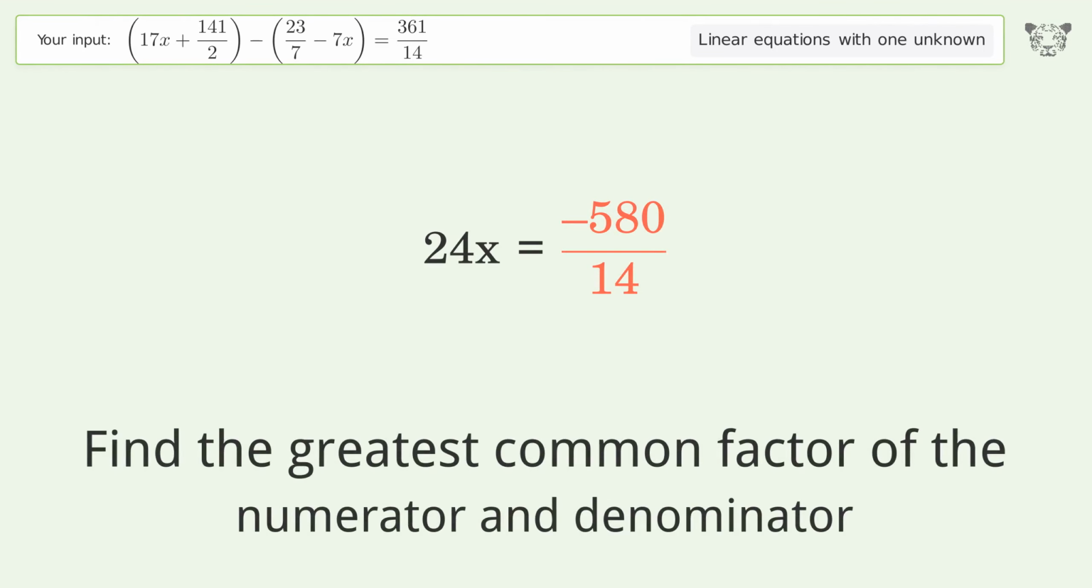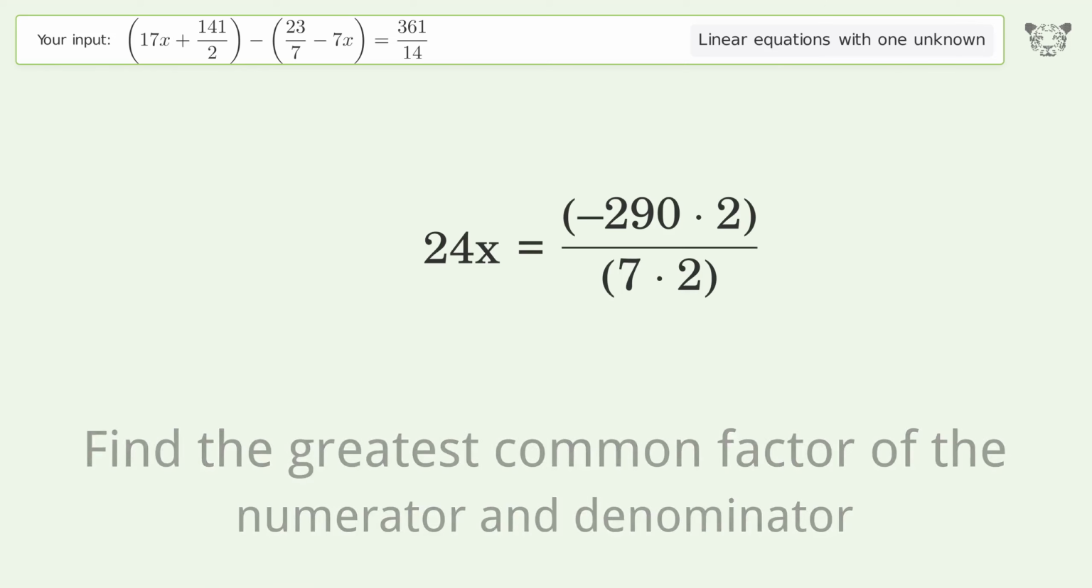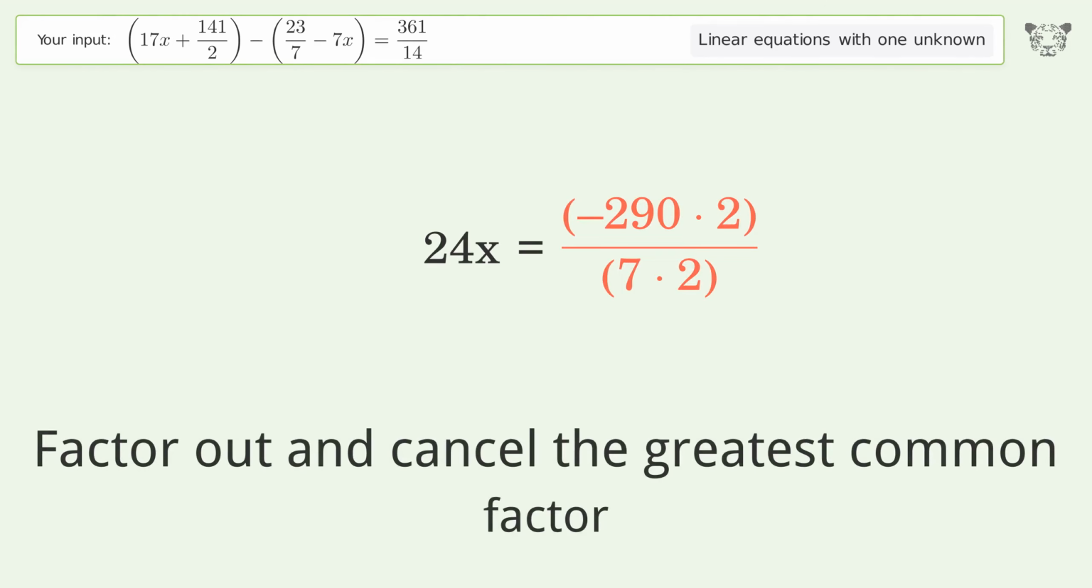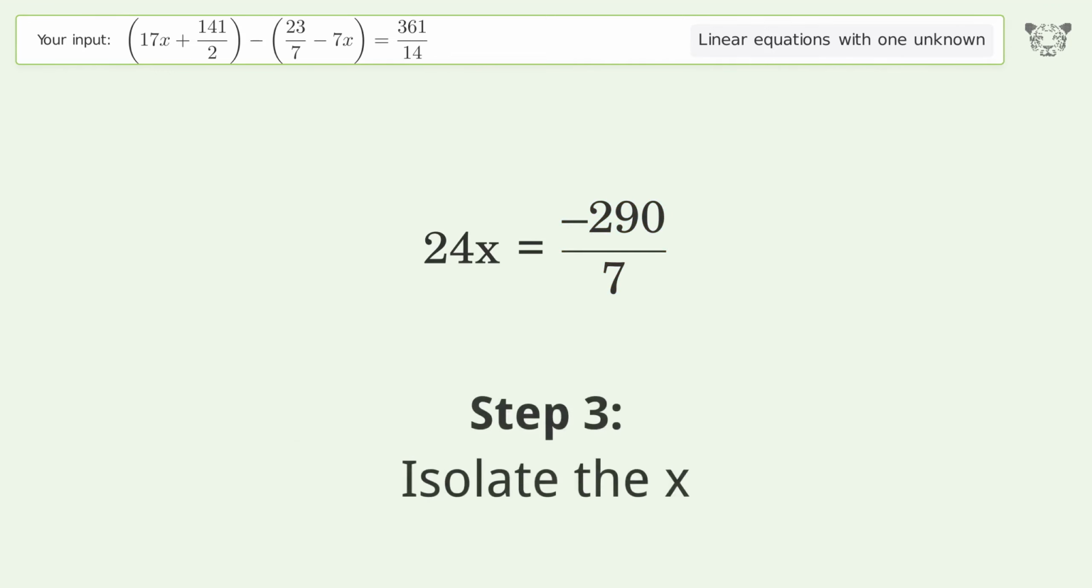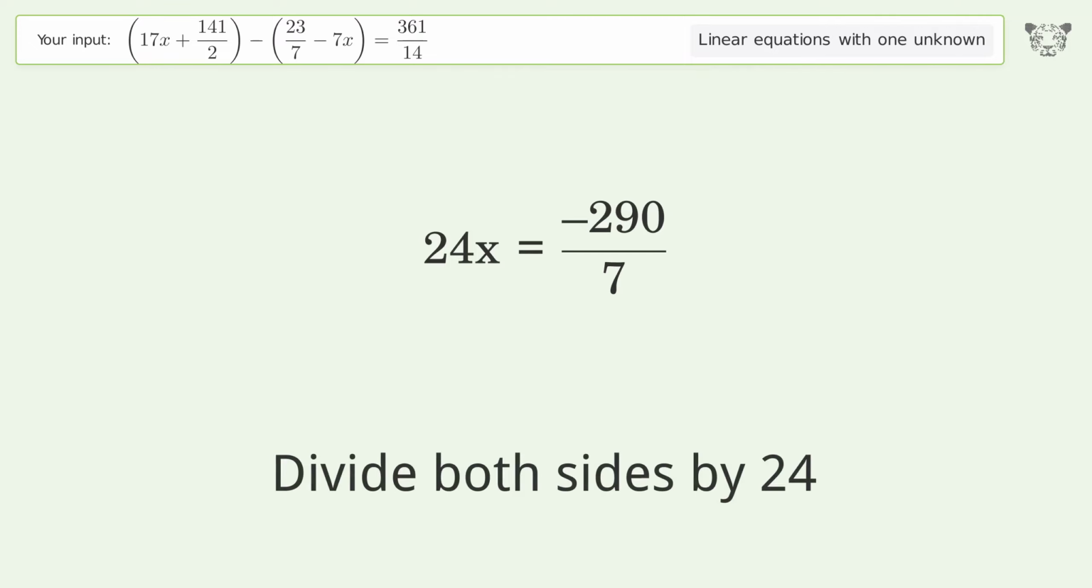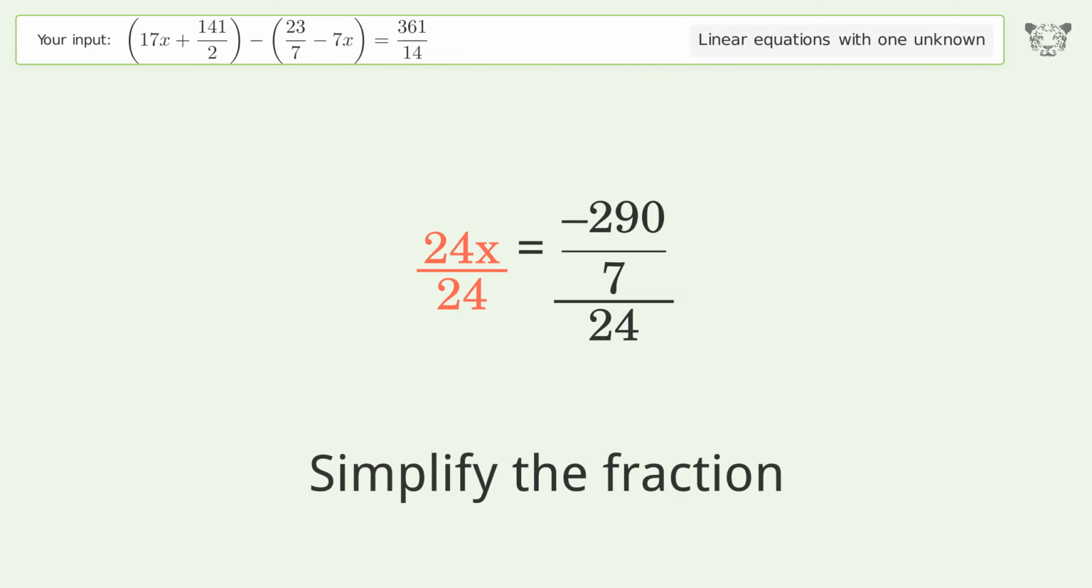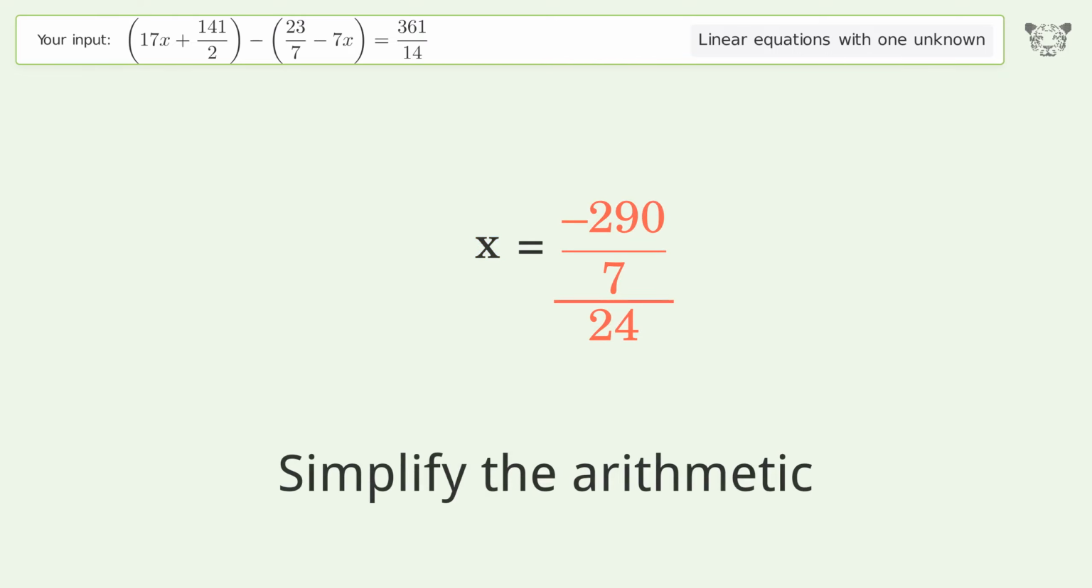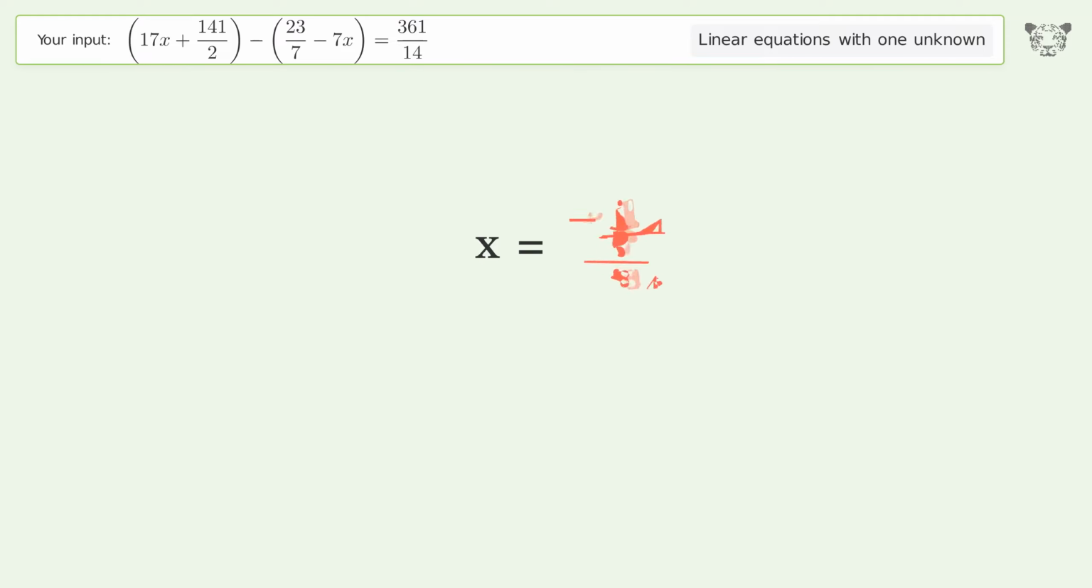Find the greatest common factor of the numerator and denominator. Factor out and cancel the greatest common factor. Isolate the x. Divide both sides by 24. Simplify the fraction. Simplify the arithmetic. And so the final result is x equals negative 145/84.